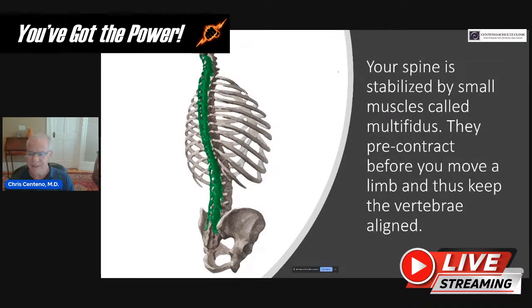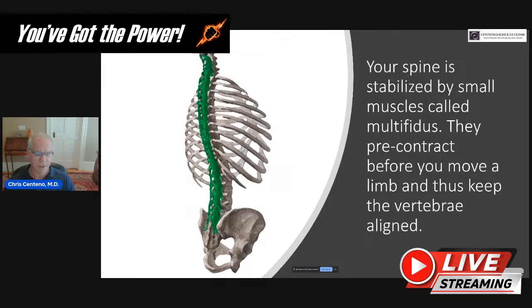So your spine is stabilized by small muscles called multifidus. And these small muscles stabilize one segment on the other, and they keep everything aligned. And they actually contract before you move an extremity, which is super interesting, right? So 100 milliseconds, or a tenth of a second, before you, let's say, go reach for something, these muscles are contracting, and they're doing that so that there isn't any motion once your hand puts more force on the spine by reaching out. So it's kind of interesting how that works.